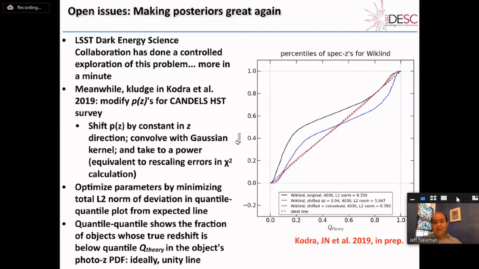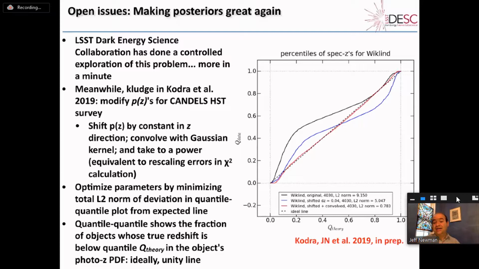So the idea is we take the individual P of Zs and we modify them in a few ways. We allow for a shift in the redshift direction, so to a lower redshift or a higher redshift. We allow for a convolution with a Gaussian kernel, which can make features broader. We allow for taking the redshift distribution to a power, which is equivalent, if you're doing a chi-squared calculation, to multiplying all the errors by some factor and then calculating chi-squared. So it would be saying that photometric errors are miscalculated.